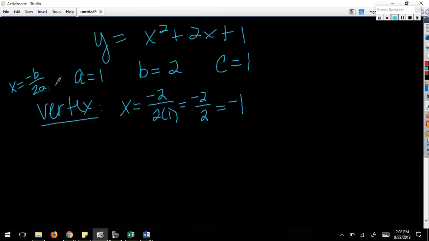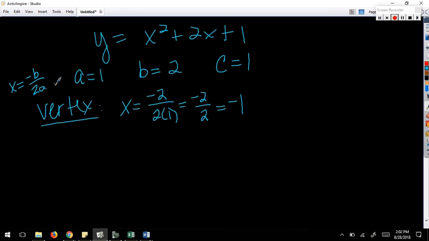over 2A. Now, we didn't talk about this a whole lot yesterday, but I do want to focus on it a little bit today. This first thing that you found right here is also your axis of symmetry before you plug in. Remember, it's that line that divides the parabola.